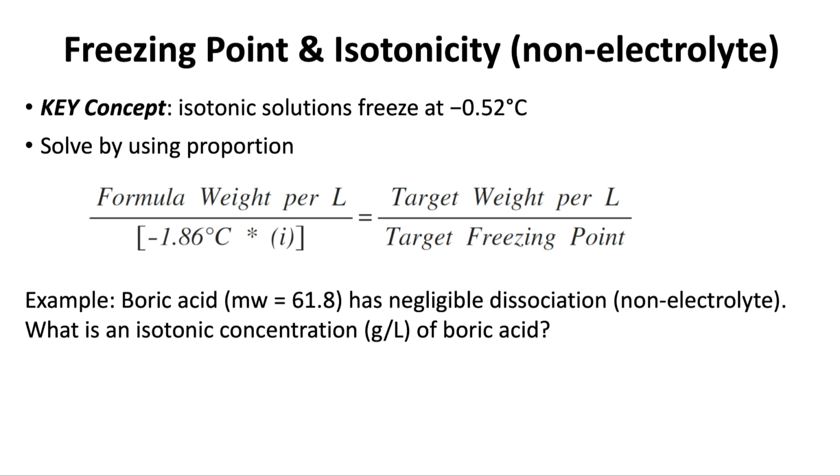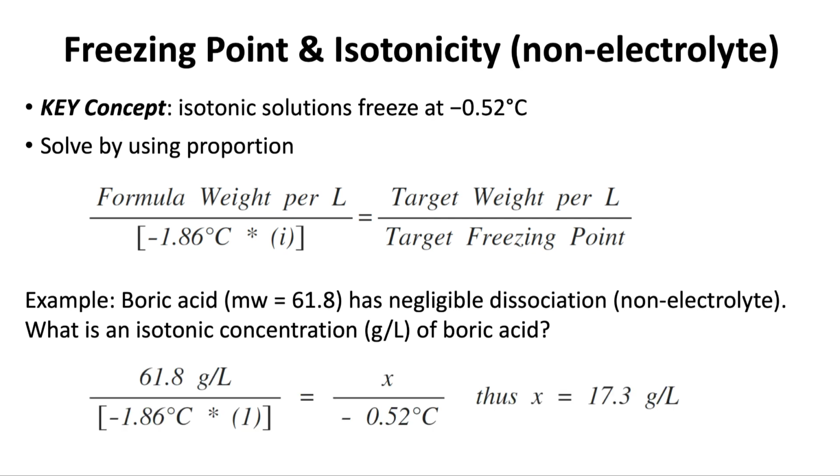The question reads, boric acid that has a molecular weight of 61.8 has a negligible dissociation. Think of it as a non-electrolyte. What is the isotonic concentration in grams per liter of boric acid? To set this up, we use that same formula: 61.8 grams per liter in the numerator, divided by negative 1.86 degrees Celsius times its I, its dissociation factor. For a non-electrolyte the I is equal to 1, so we multiply by 1. That's a proportion we set equal to some unknown or target weight.